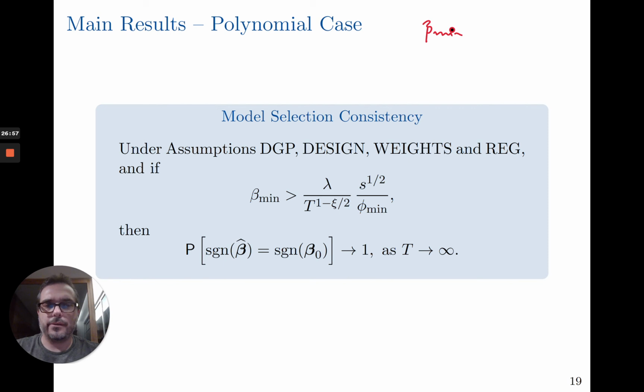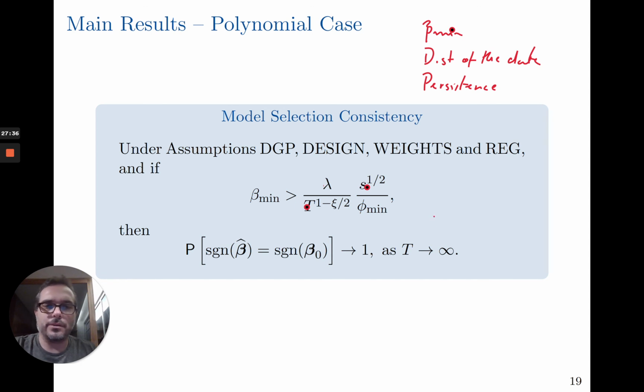Beta mean, distribution of the data, persistence in the data, how dependent on the past. But basically, if all the assumptions were true and beta mean is larger than this quantity here that depends on sample size, regularization parameter, sparsity, we show that beta hat, the Lasso estimate, is sign consistent.